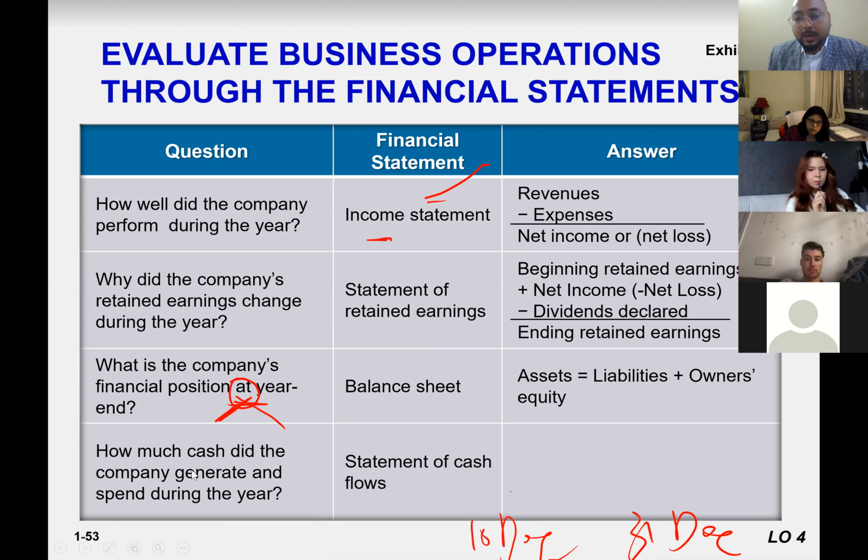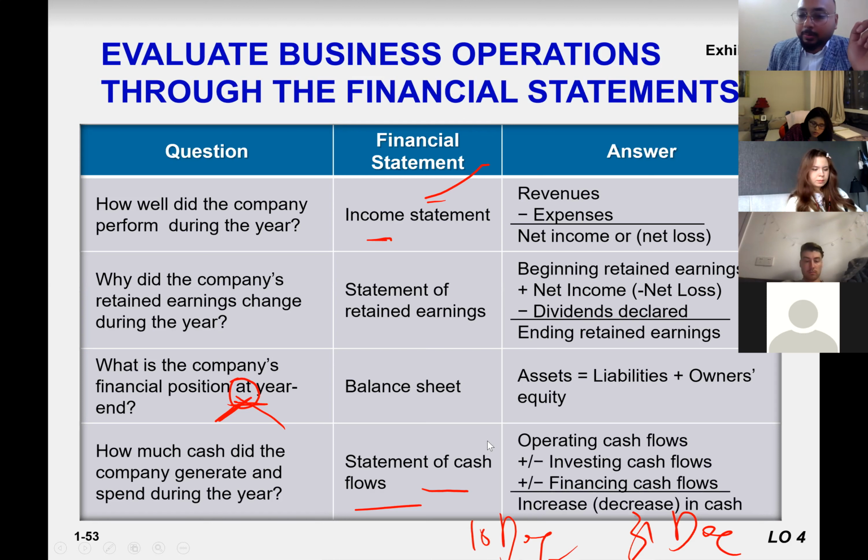And then how much cash did the company generate and spend during the year? We can find out through the cash flow statement. Now, how can we find out the cash flow? The formula is simple: cash flow from operation plus cash flow from investment plus cash flow from financing. If our answer is positive, we can say that cash is increased. If the answer is negative, then we say that cash is decreased.